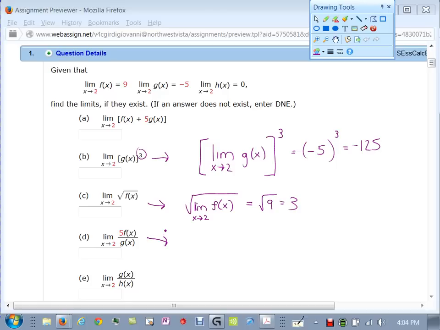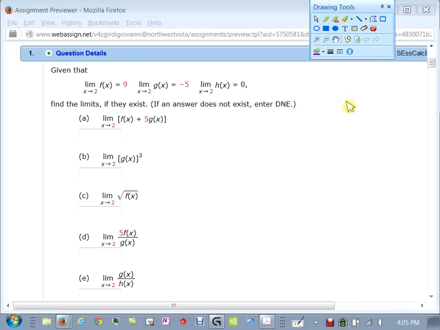This one, we can do the limit on top and the bottom because it's a fraction, and I'll pull that 5 out on top. So 5 times the limit of f of x as x approaches 2, and then on the bottom, it's just a g down there, so limit x approaches 2 of g. And then that's 5 times, let's see, what was that f limit? It was 9 over the g limit was -5. This turns out to be -9. So you kind of get the point of how this is working. I think that's probably sufficient.